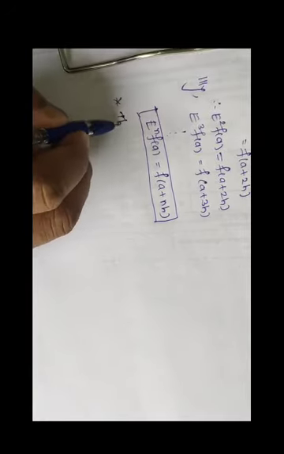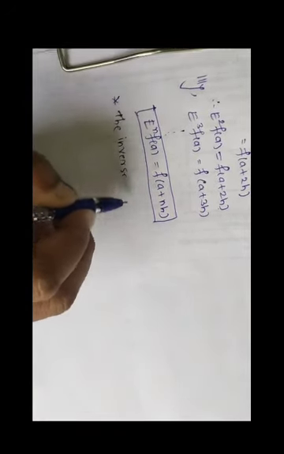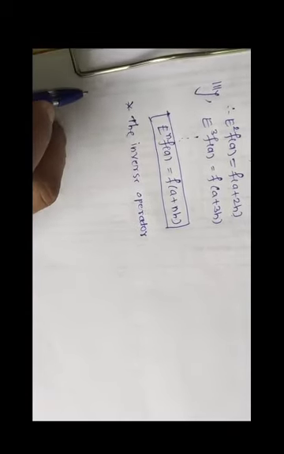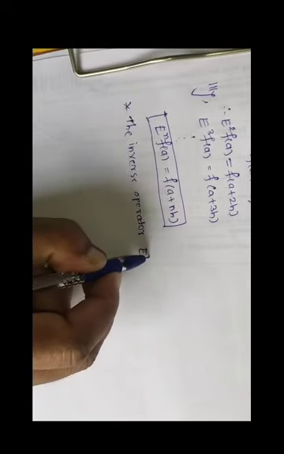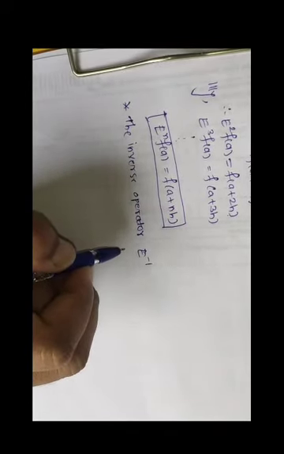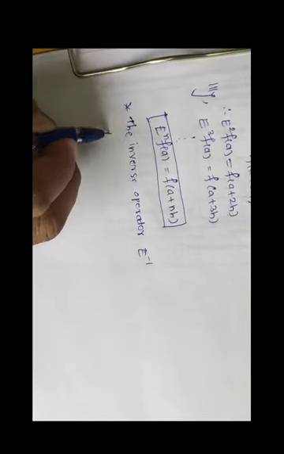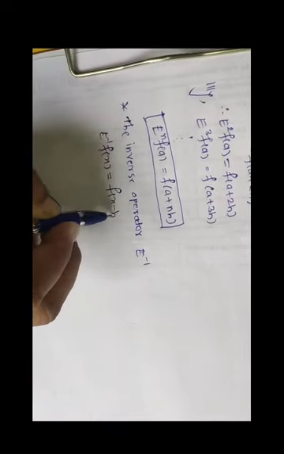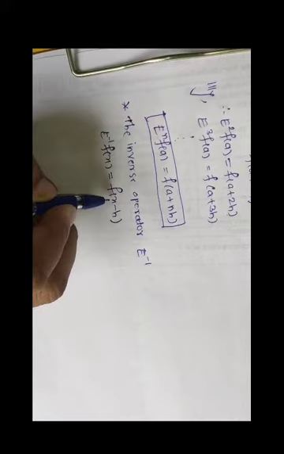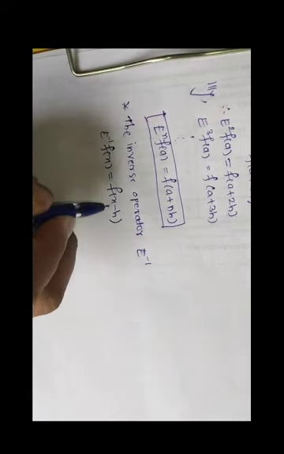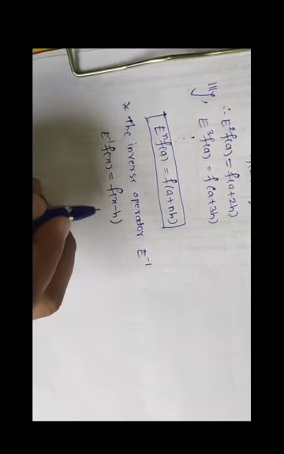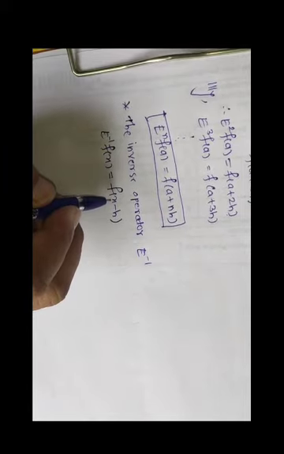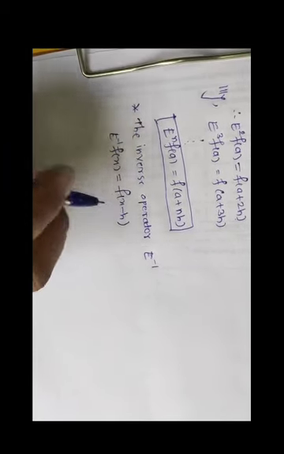Now we try to understand what is meant by inverse operator. So students, the inverse operation is denoted by E inverse, and it can be written as E inverse of f of x is equal to f of x minus h. That means x is decreased by h. Power is inverse, so decreased by h, or increased by minus h, same thing. It is the same matter.